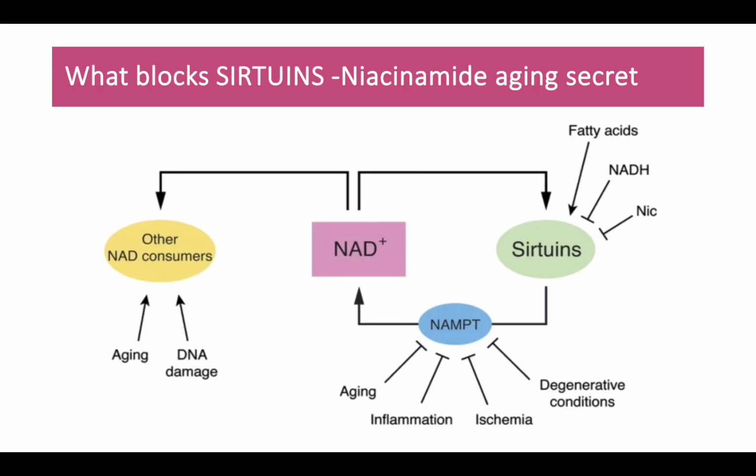So here the enzyme that I was talking about is reduced by age and reduced by inflammation. And as you understand now, inflammation can accompany aging. If you have chronic gut microbiome problem or chronic sinusitis or chronic teeth problem or chronic infection, aging and inflammation and ischemia and degenerative conditions all block this enzyme. That's why many factors can make this enzyme not work, and the NAD cannot be formed.